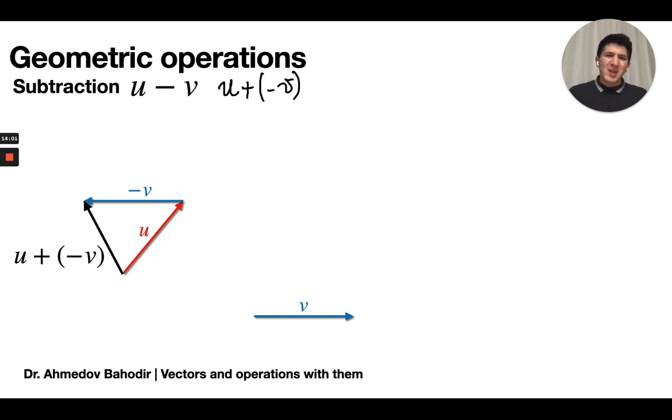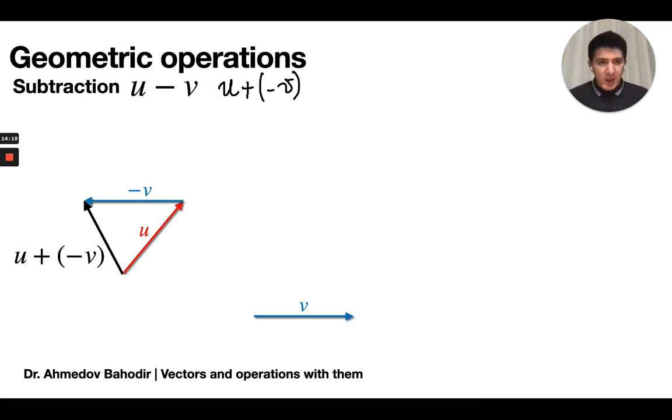But you see, we did extra work by creating this negative v, and putting it at the end of the u and so on. So I think it should be easier for us. We need to figure out an easier way to subtract the vectors. And here is the way.